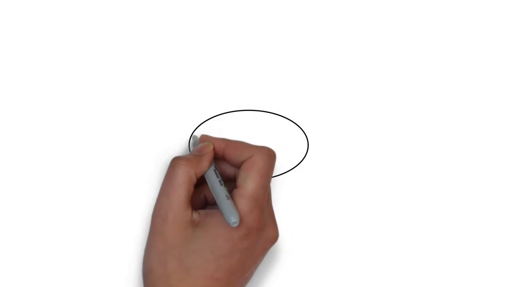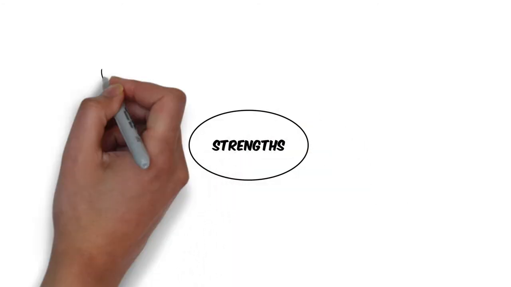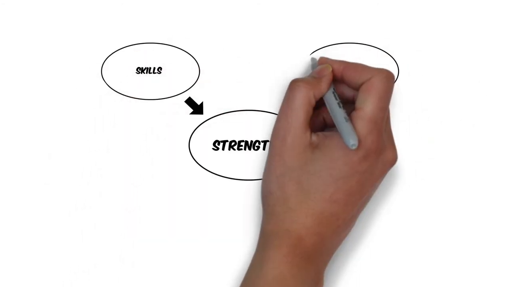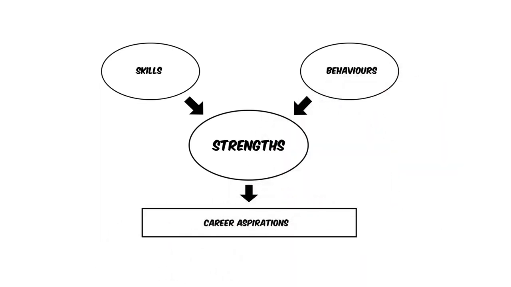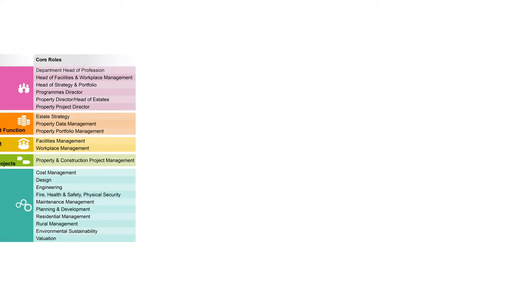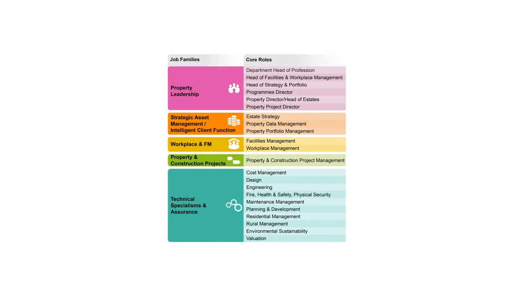It will help you decide what your strengths are by looking at the skills and behaviours you use every day and seeing where these can take you when considering your career aspirations. The framework simplifies the range of roles in government property to 5 job families and 22 core roles.